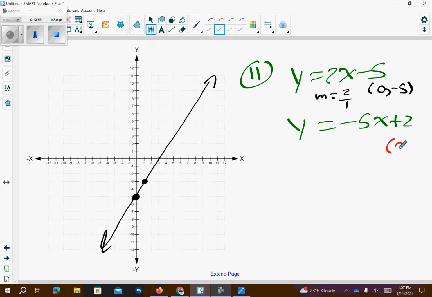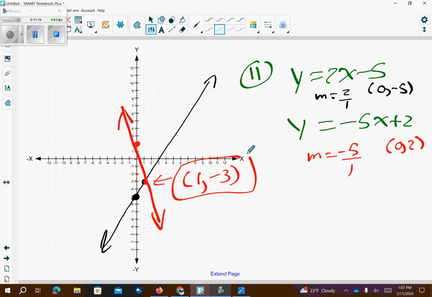And then I have a y-intercept of (0, 2) here. (0, 2) is right up there. I have a slope of negative 5 over 1. I'm going to go down 5: 1, 2, 3, 4, 5, right 1. So that crosses, it looks like (1, -3) is the solution to that problem.